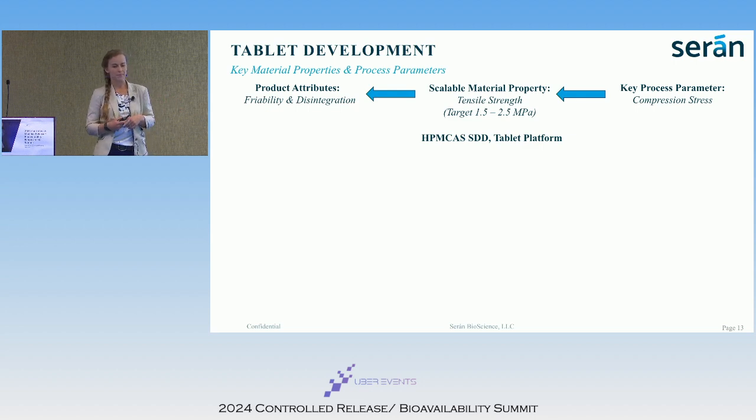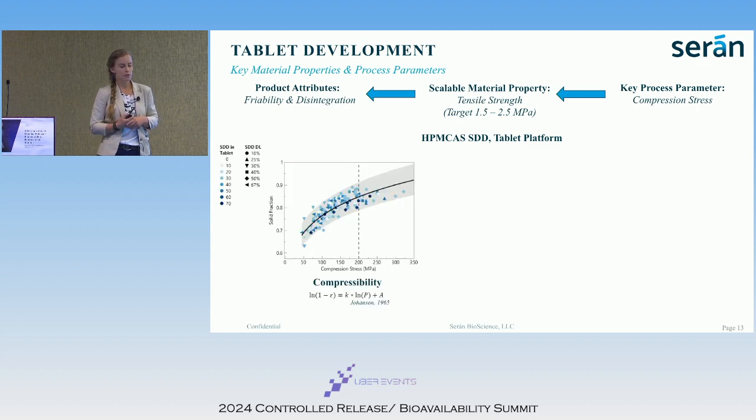But in order to understand, with this specific product or the specific platform, where are we in that manufacturing space based on these material properties, and do we have enough sensitivity and robustness in order to have a scalable manufacturing process? So the first one is compressibility.